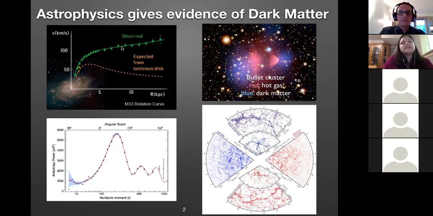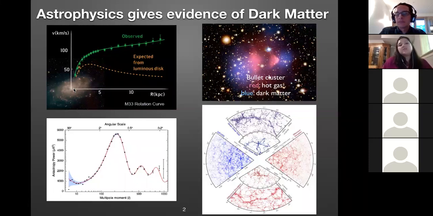So the first is in this top left plot, where we plot velocities of, say, stars as a function of distance from the center of a galaxy. And this is the M33 galaxy. And it's these velocity distributions that first, when looking at the Coma cluster, gave Fritz Zwicky the idea that there had to be something like dark matter.